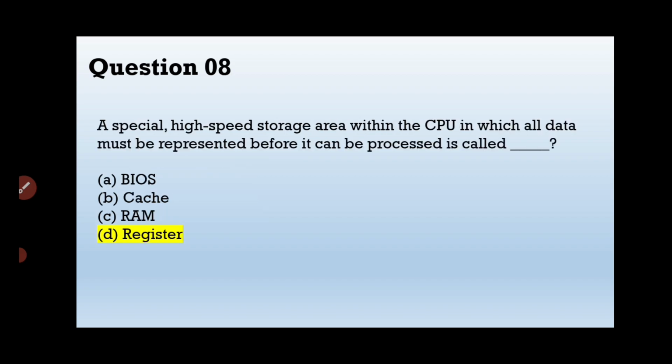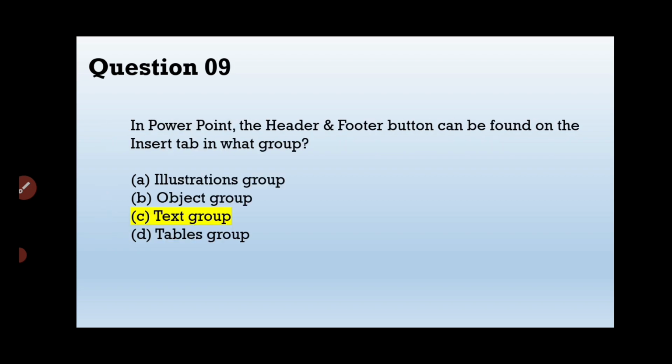Question number 8. A special high-speed storage area within the CPU in which all data must be represented before it can be processed is called. Your correct option is option D, register. Question number 9. In PowerPoint, the header and footer button can be found on the Insert tab. In what group? Your correct option is option C, text group.